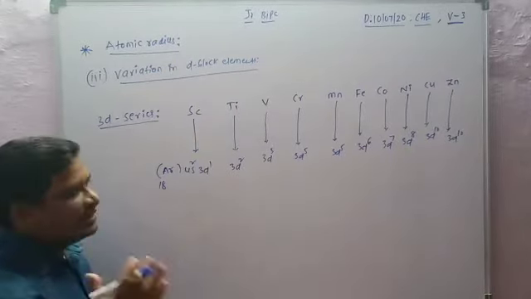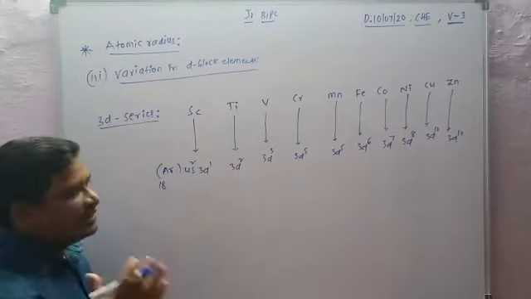So the order is scandium greater than titanium, greater than vanadium, greater than chromium, greater than manganese, greater than cobalt. Then cobalt equals nickel. Nickel is less than copper. Copper is less than zinc.